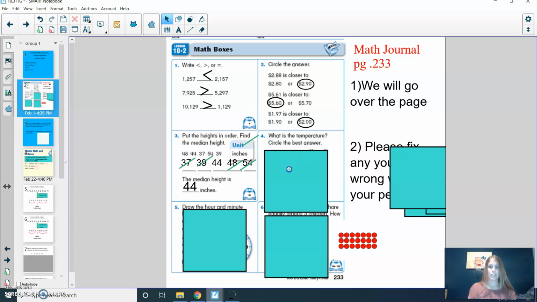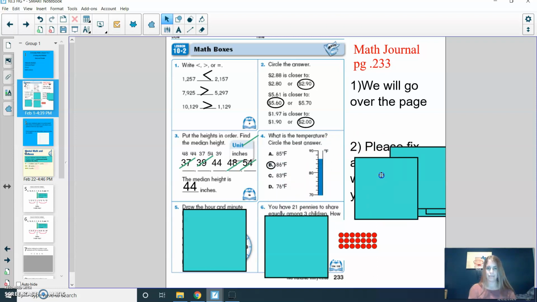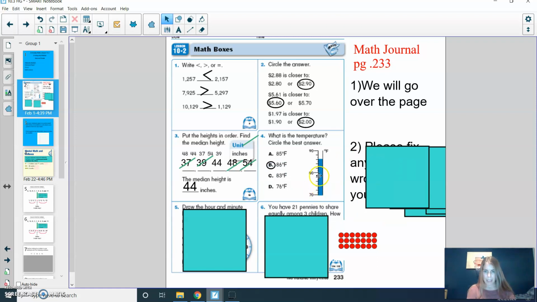What is the temperature? Circle the best answer. Taking a look at my thermometer, I can see that my temperature is 86 degrees Fahrenheit.